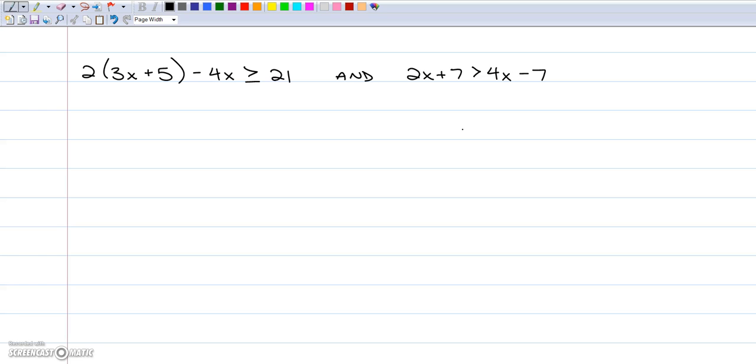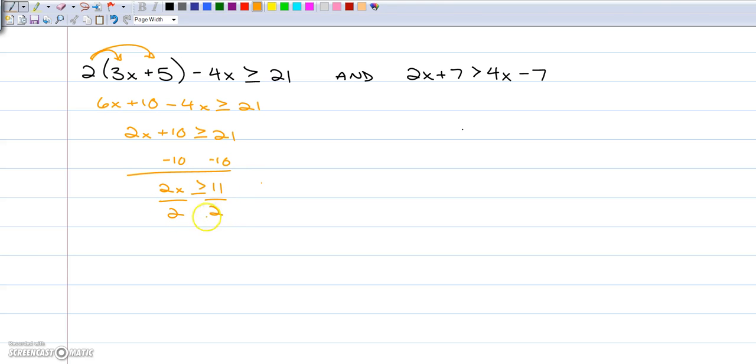First step, just like in the last problem, I need you to solve each one of these independently. That means distribute first. Boom, bop. Once you have done your distributive property, I want you to combine your like terms. Take some things across the river like this 10. And finally, isolate the x. This first thing says that x is greater than or equal to 11 halves.